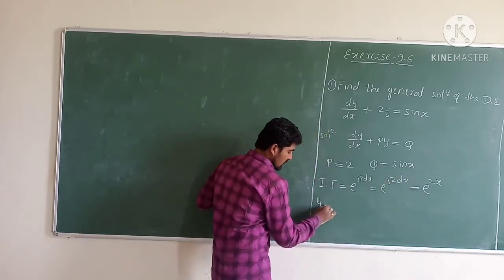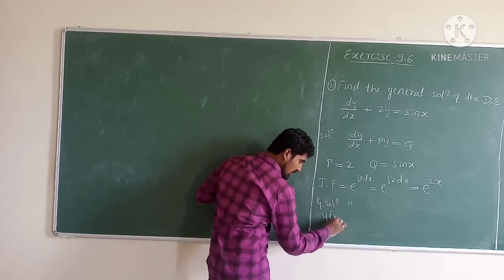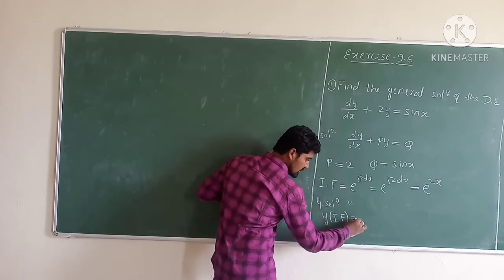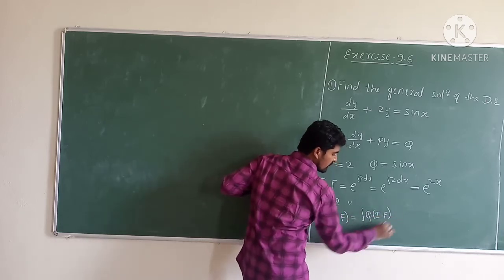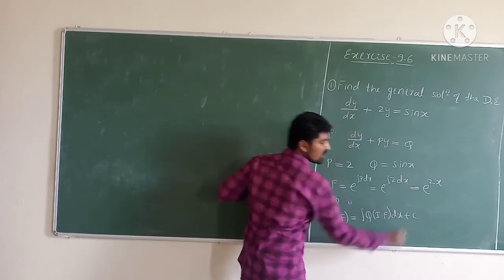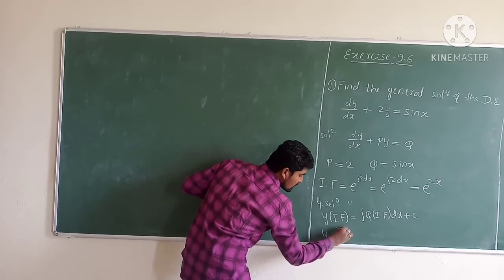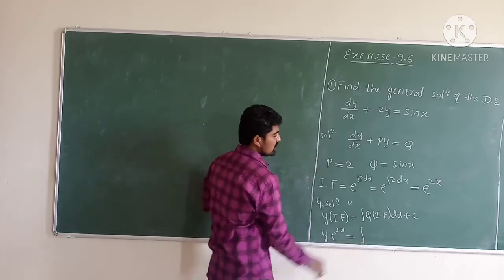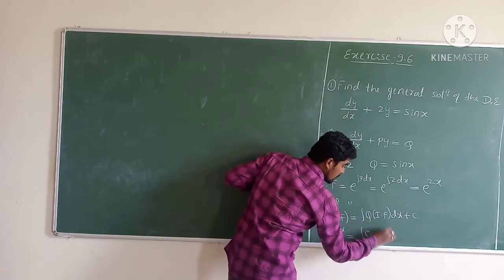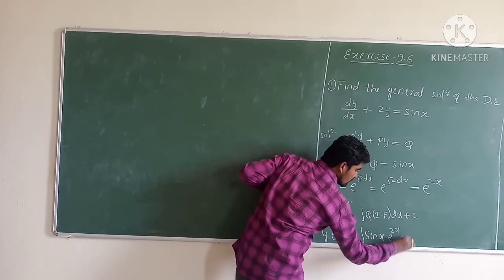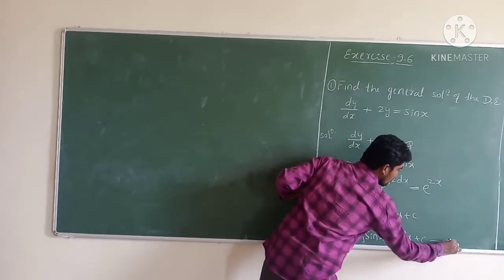Next is what? General solution. y into integrating factor, which is equal to integration of q into integrating factor with respect to x plus integral constant, and y into integrating factor is e power 2x, which is equal to integration of q, the value of q is sin x, into integrating factor is e power 2x with respect to x plus c. And let us consider this as the first equation.